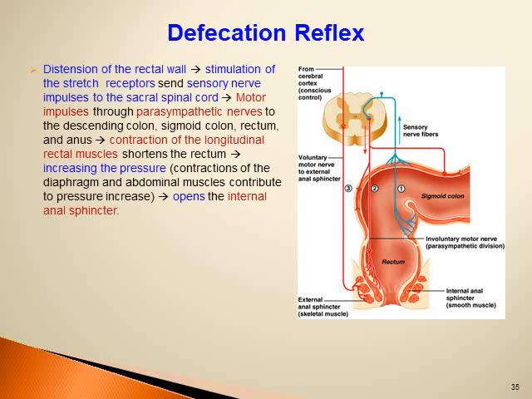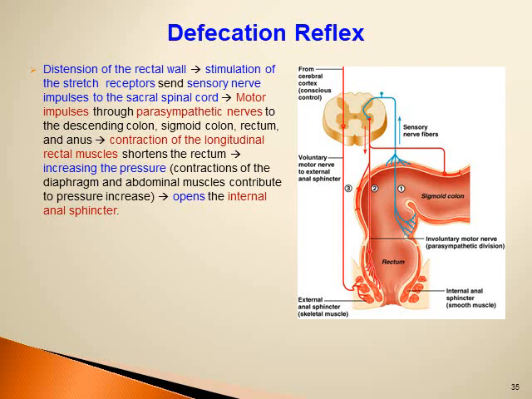Distension of the rectal wall will stimulate the stretch receptors in the wall of the rectum, and this will send action potentials through the sensory nerve fibers to the sacral spinal cord. And at the level of the spinal cord, the information will be processed, and motor impulses will pass through the parasympathetic nerves to the descending colon, sigmoid colon, rectum, and anus. So all of them will contract.